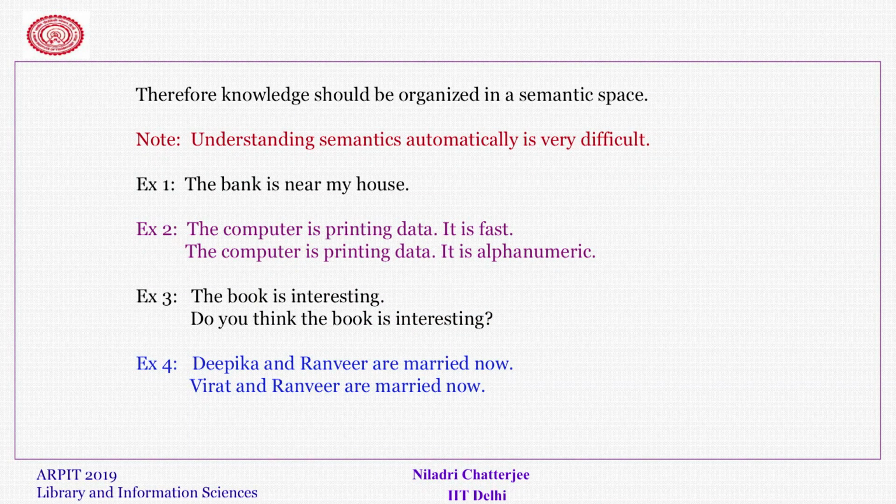Example number 4, consider the two sentences which look exactly alike. The first one is Deepika and Ranveer are married now. Anybody who is knowledgeable with the domain knows that these two persons are now married to each other. On the other hand, if the second line is Virat and Ranveer are married now, then we are saying that these two gentlemen, Virat and Ranveer, are now married, they are no more bachelors, they have their spouses. So, the sentences have the same structure, but they have two different meanings.